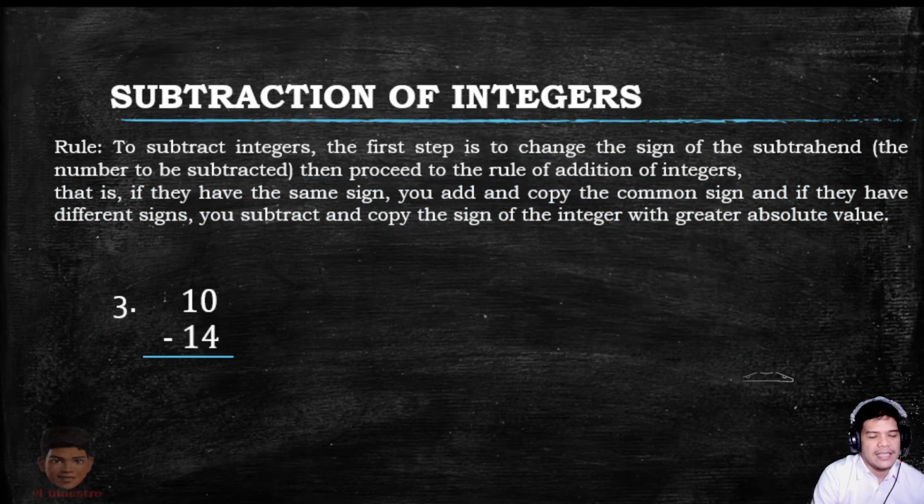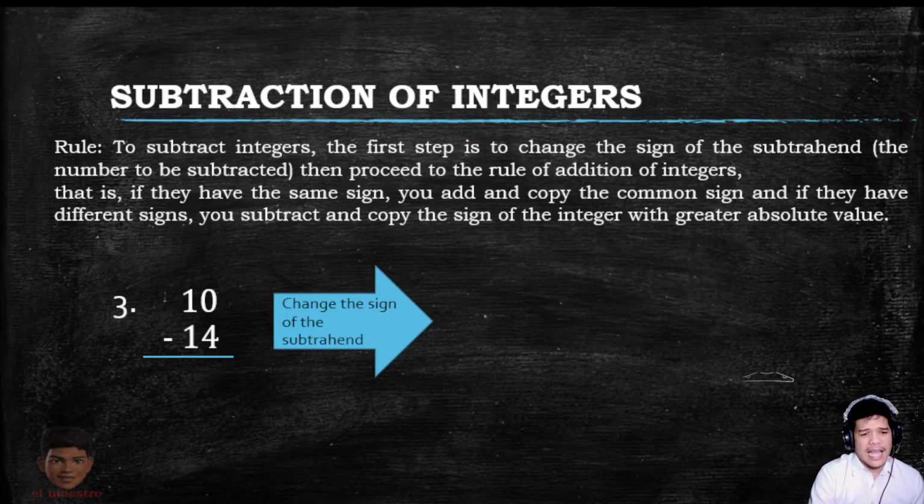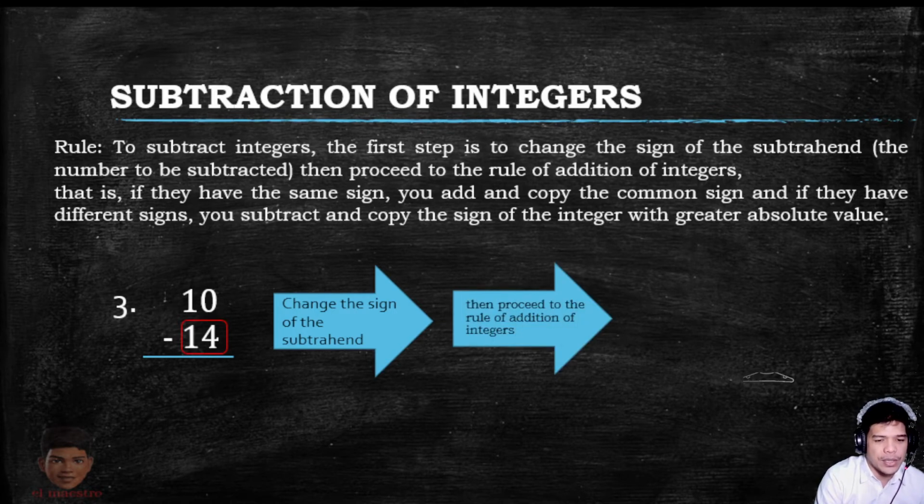Okay? Last example, or let's have another example. 10 minus 14. So, change the sign. Diretso natin ha. Change the sign of the subtrahend. Then, afterwards, from positive 14, i-change natin yan to negative 14. Then, after natin ma-change yung 14, we proceed to the rule of addition. Ganun lang kasimple. So, diretso natin i-change.